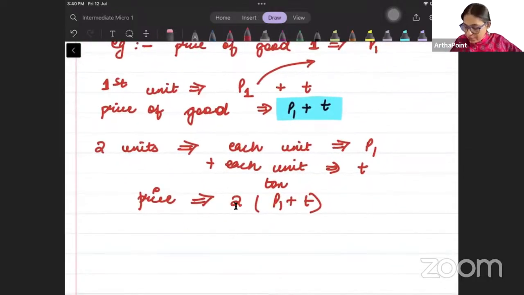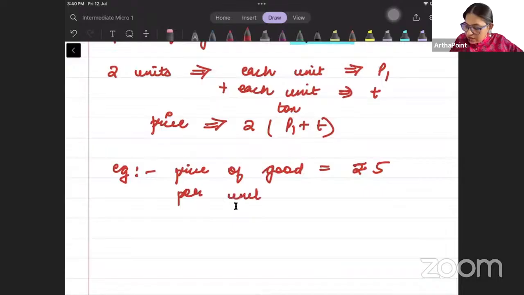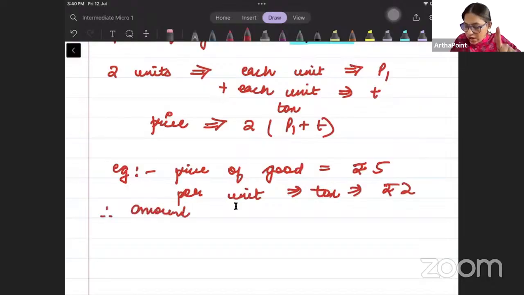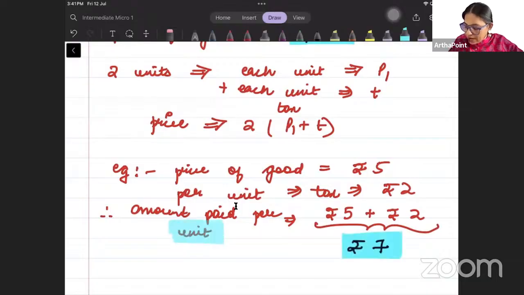तो अगर for example, suppose I tell you that price of good, beta, is suppose 5 rupees, right? And per unit there is a tax of beta 2 rupees. So how much amount will you pay per unit? Amount paid per unit कितना पे करोगे बच्चे? You will be paying 5 rupees as price and 2 rupees as tax. So beta you will be paying 7 rupees per unit. हर unit के लिए आप 7 रुपए पे करोगे.